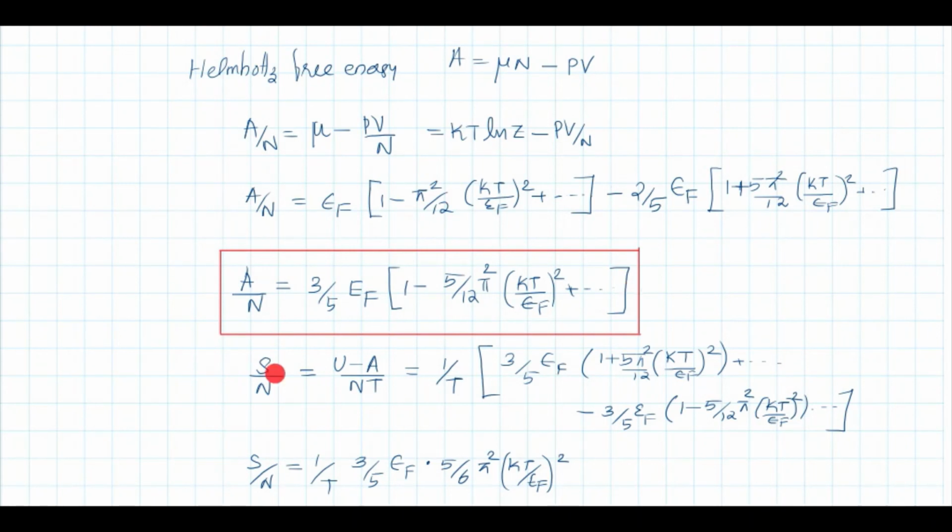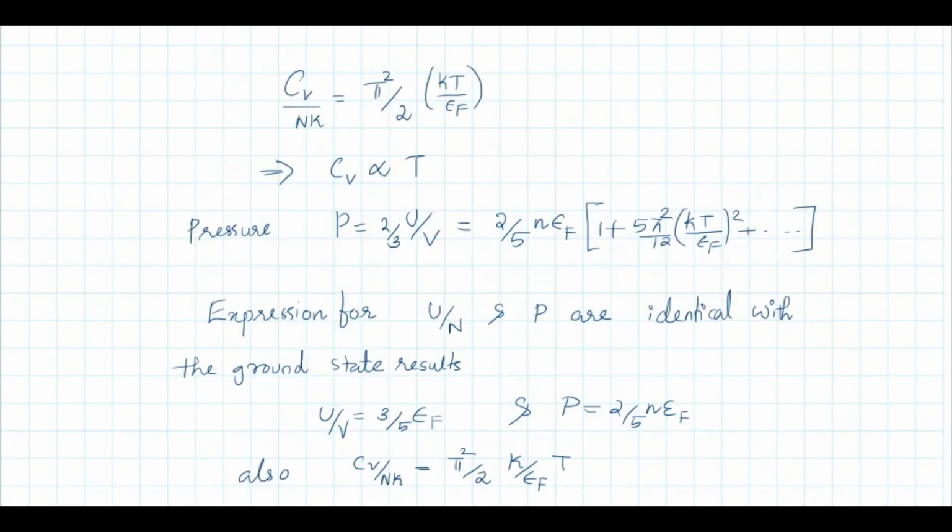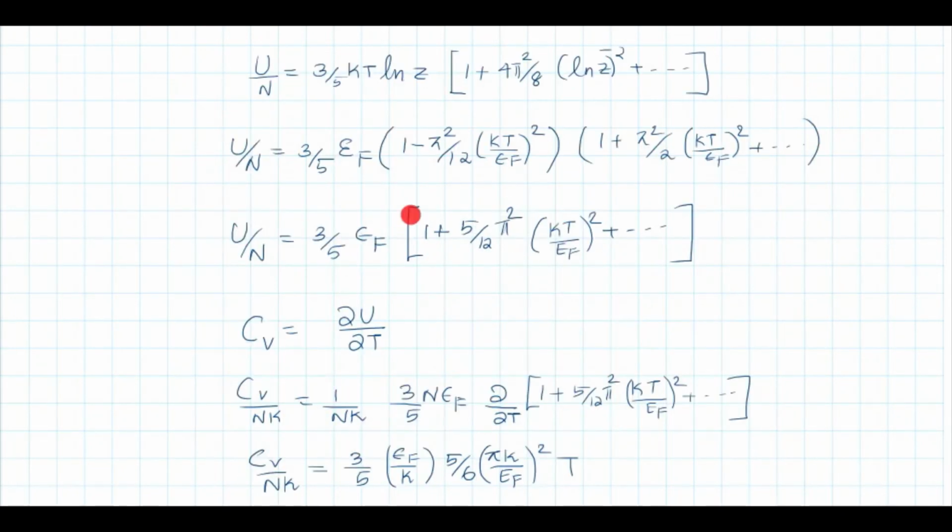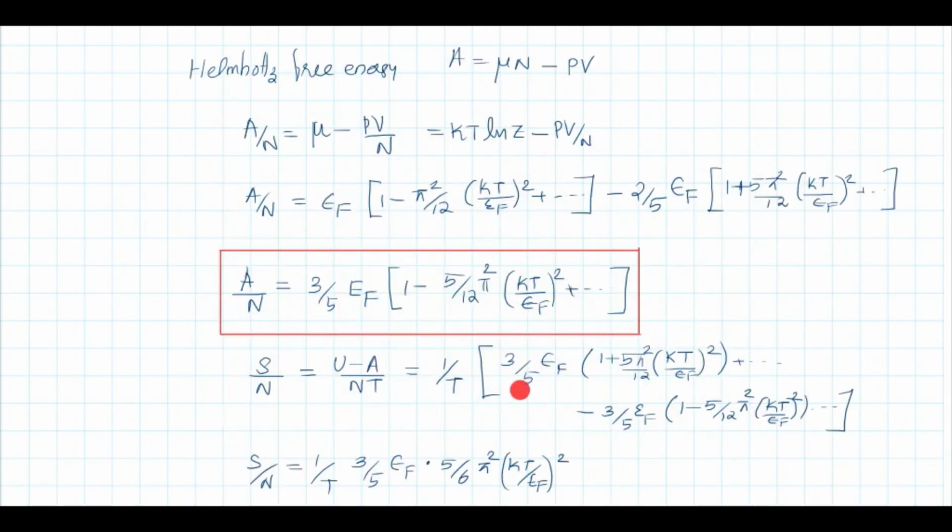What is entropy? Entropy per particle, you can write it as U minus A by NT. This 1 by T you can take outside. Then what is U by N? U by N we already have this expression: 3 by 5 EF into 1 plus this quantity. Substitute that. A by N, you have this. So minus 3 by 5 EF, 1 minus 5 by 12 pi square kT by EF whole square plus etc. So this is 1 by T into 3 by 5 EF minus 3 by 5 EF will cancel.